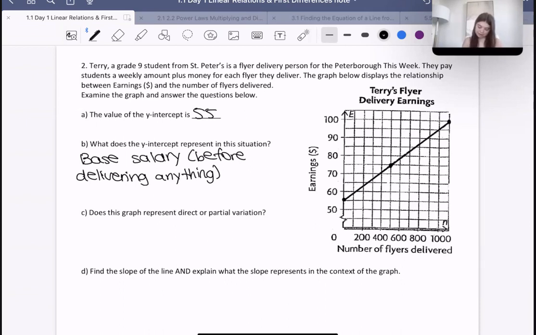Does this graph represent partial or direct variation? This would be partial variation. And why is that? Well, that's because our y-intercept is not at 0, right? There isn't that initial amount that she earns without actually having to deliver any flyers. So without delivering any flyers, she gets $55 rather than $0, whereas it would be direct variation if delivering no flyers meant she'd make $0.